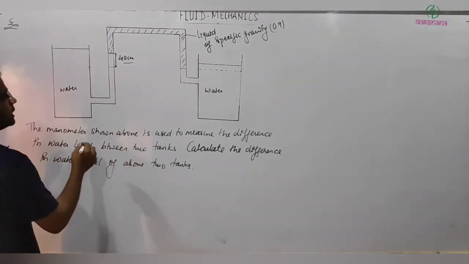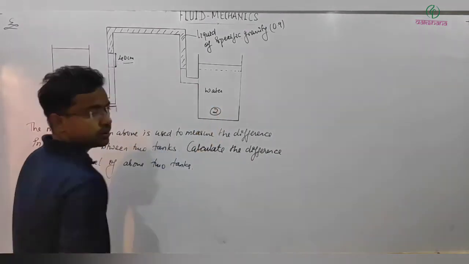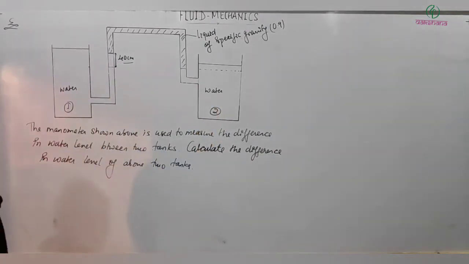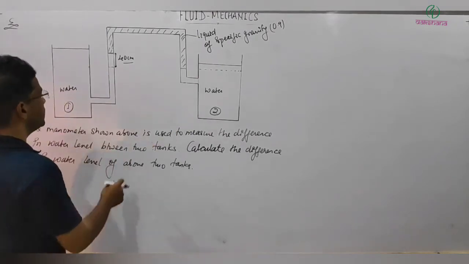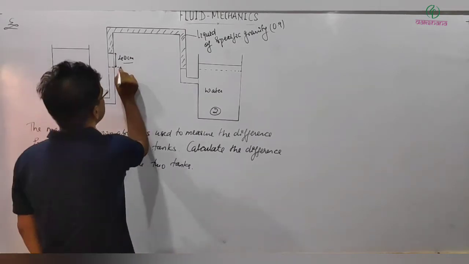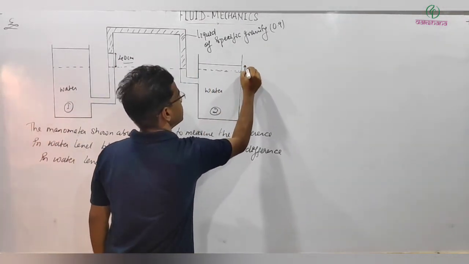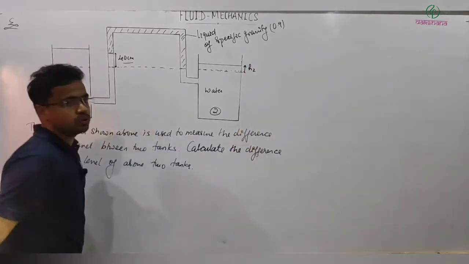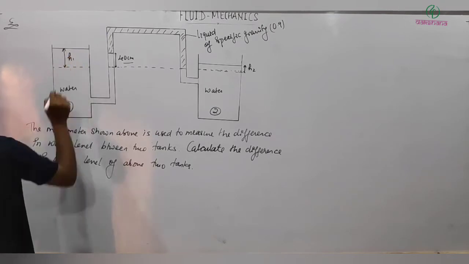So first thing is these two tanks are there. Let's say tank 1, tank 2. Both are filled, and the difference in level is asked to be found actually. So let me first consider one reference line. So this is like up to here. Then I'm taking from this reference line, this is the height h2, and the height of liquid in this is, let's say, h1.